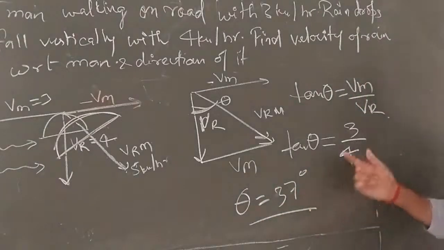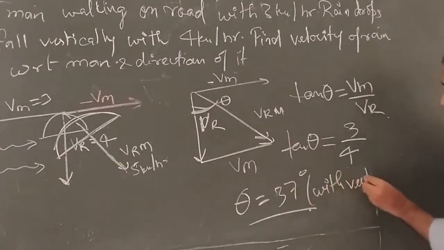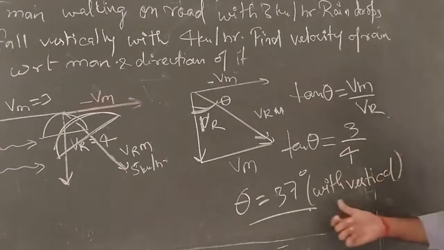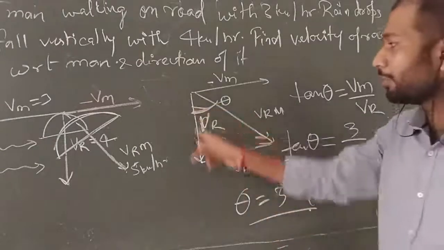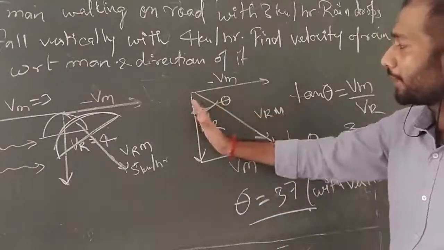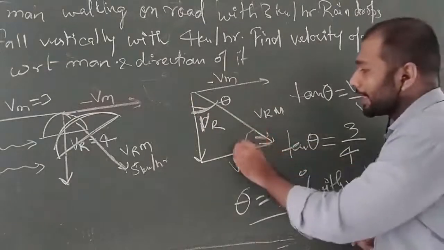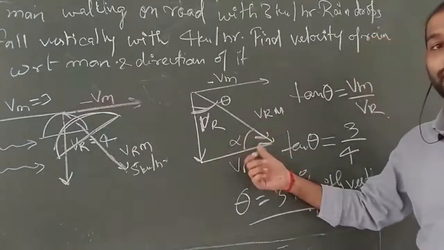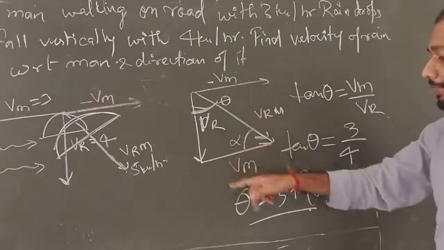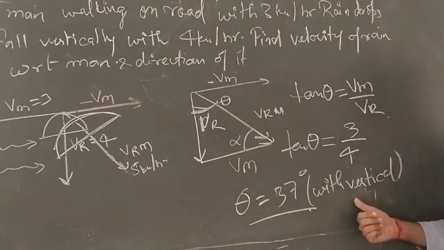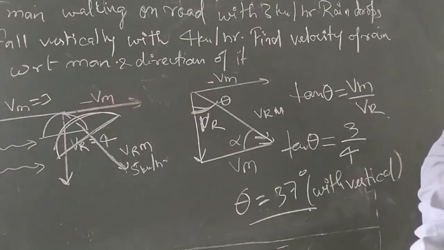Okay, so 37 degrees you will write with the vertical. Always tell the answer with the direction. That is how you have taken your angle. We have taken our angle with the vertical, you can see, that's why I have written vertical. Some students can also measure this angle and tell that this should be the direction of the umbrella, but that is taken from the horizontal. So that's why you always have to mention your answer with the direction. Now let's come to the next question.